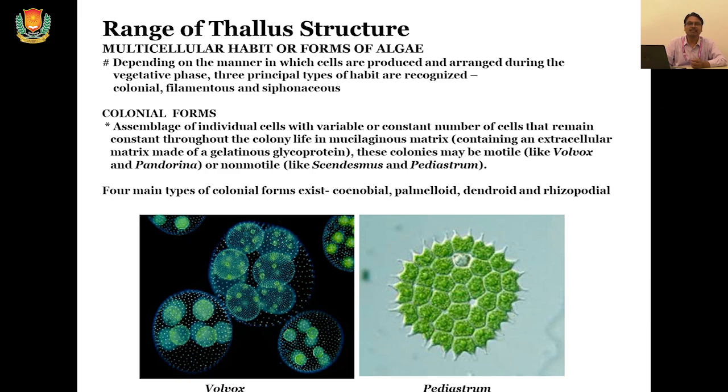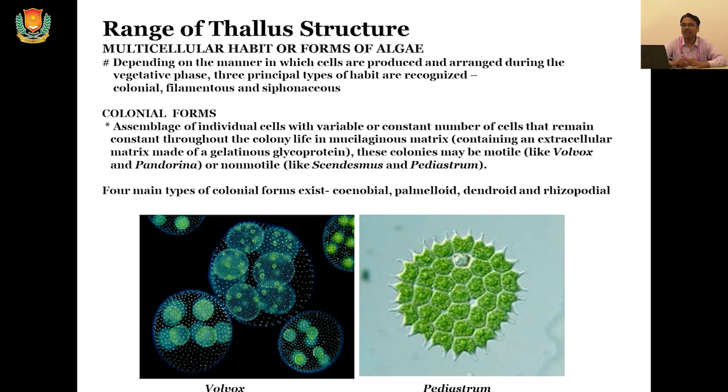Now, after seeing this unicellular thallus range, we would come to multicellular thallus. If you see the algae as a whole, I understand that you must have gone through this in your undergrad class, and you must have seen several different types of thallus. Here, I am just providing you an overview of different kinds of thallus, and after this overview, in the next classes we will go for an account of different groups individually. Like, we would go for Chlorophyta, Phaeophyta, Bacillariophyta, Cyanophyta, like that.